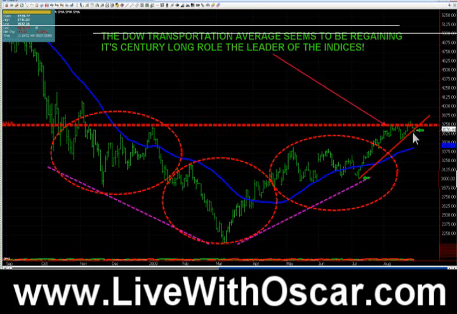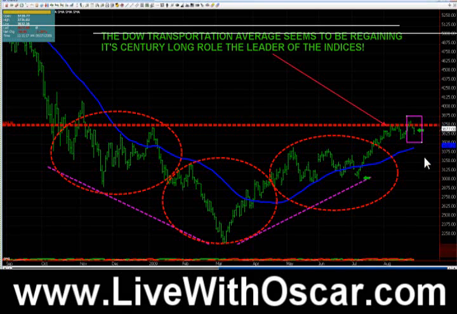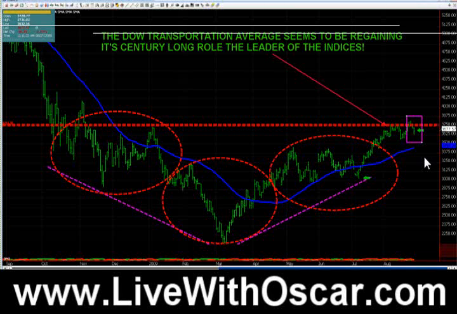So I expect that there's going to be some downside coming, but that is not my only reason. Just want you to realize that the Dow Jones Transportation Average seems to be regaining its century-long role as the leader of the indices. It dropped first. Yesterday, it put in a straight down day and settled by the lows, and today, no question about it, went straight down. So our leaders are doing their job leading.